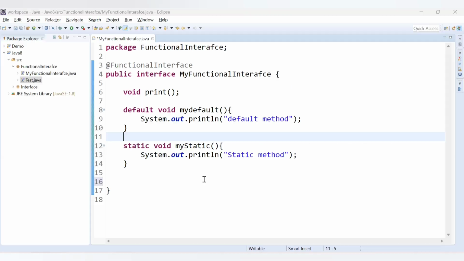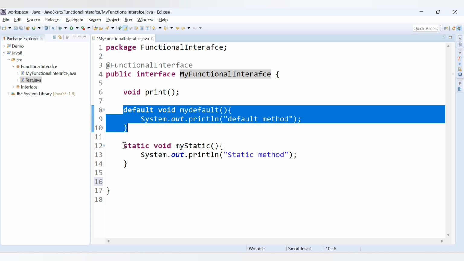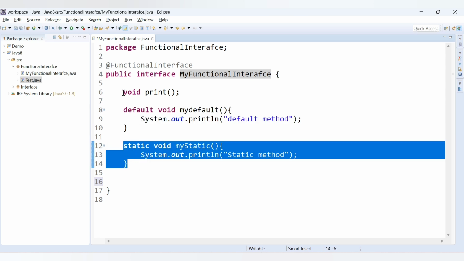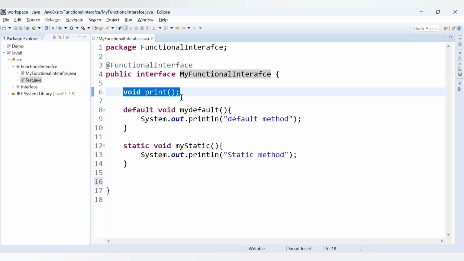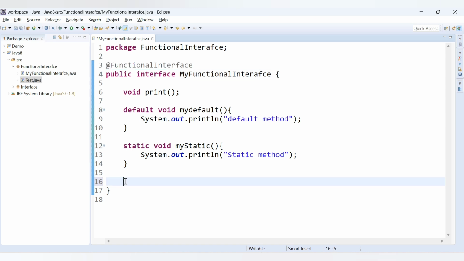Let's check that. So this is my functional interface called MyFunctionalInterface. Inside this interface, I have one default method, one static method, and one abstract method. And this is a functional interface, right? Because it's having only one abstract method, and we have made use of this annotation @FunctionalInterface. So here, the answer to this question is a functional interface can have equals and hashCode methods.